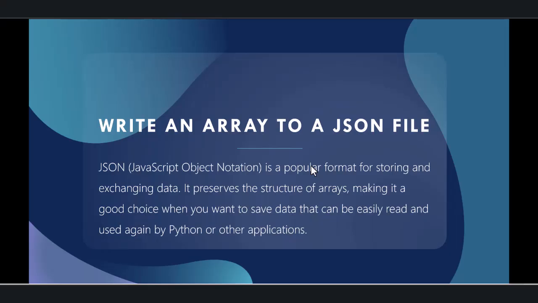Let's see the third method, that is, write an array to a JSON file. In previous methods, we saved the array to text files. Another common option is to save the array as a JSON file. JSON stores data in a structured format, making it easier to read back into Python and share with other applications. Python provides the built-in JSON module, so we don't need to install any additional libraries. Let's see an example for this.